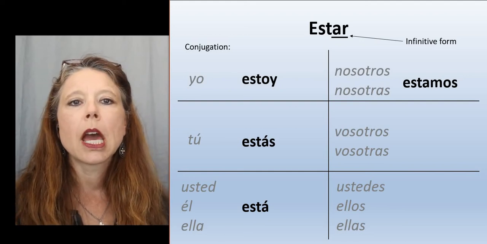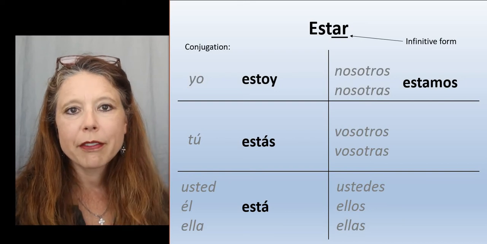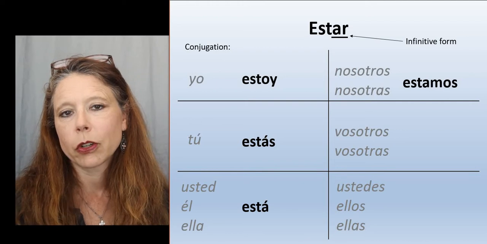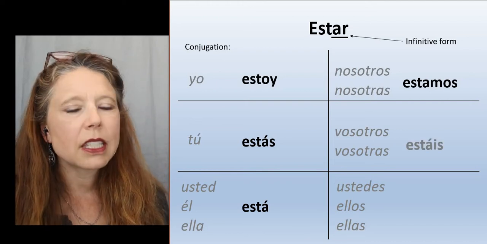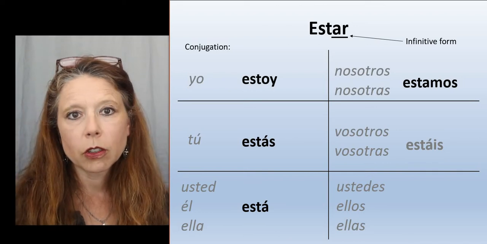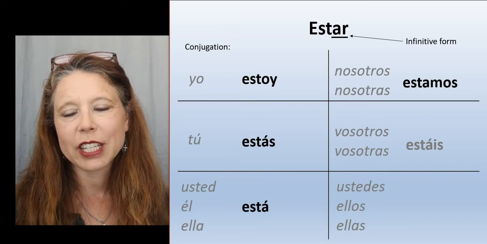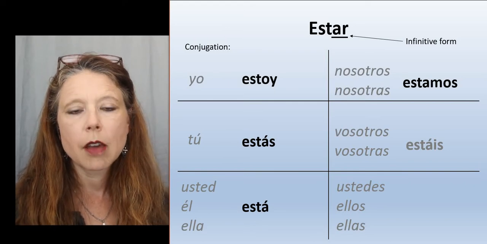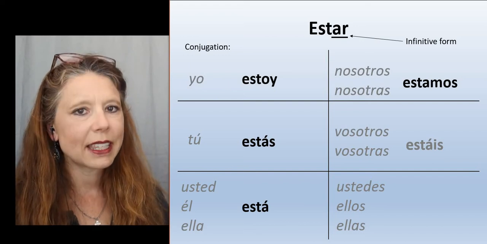You could say, mi amigo y yo estamos. My friend and I are. Or you can say, nosotros estamos or estamos. Again, we're not going to practice the form of vosotros a whole lot because I'm teaching a more Latin American Spanish. And in Latin America, we don't use the verb form vosotros. But if we were in Spain, we would say, vosotros estáis.